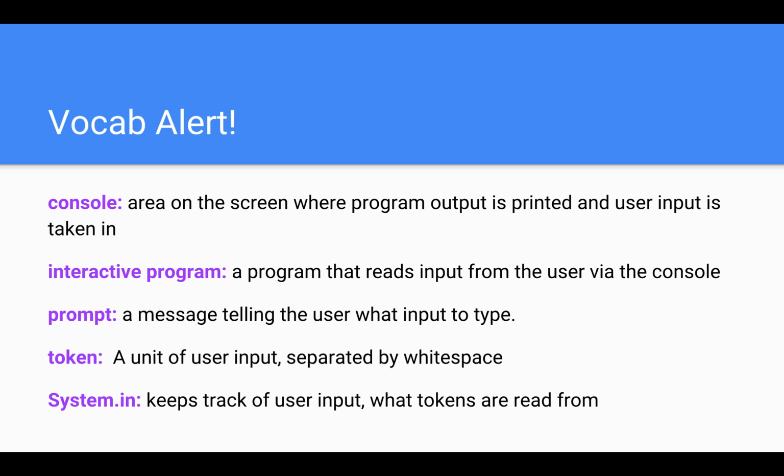Vocabulary. So console is the area of the screen where program output is printed and user input is taken in. An interactive program is a program that reads input from the user via the console. A prompt is a message telling the user what input to type. A token is a unit of user input separated by white space. And System.in keeps track of user input where tokens are read from.